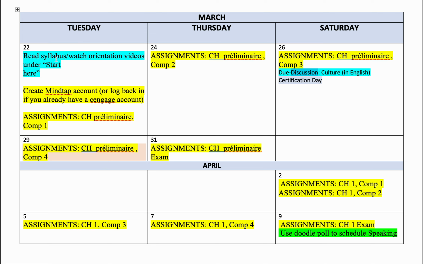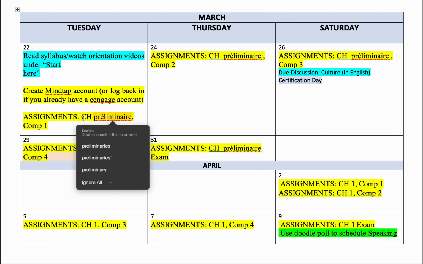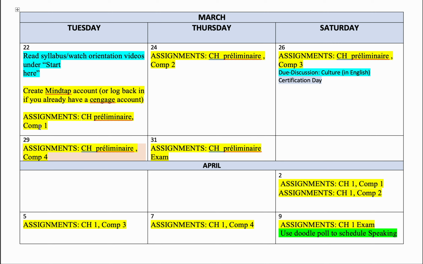So read syllabus and watch orientation videos. I put this in blue because those video links, you can find them on eCampus. So what are your assignments for March 22nd, tomorrow? You need to read the syllabus and watch the videos that you're watching right now. You need to create a MindTap account, or if you already have one, you need to log back in. And you need to complete the assignments for the preliminary chapter, Competence 1.